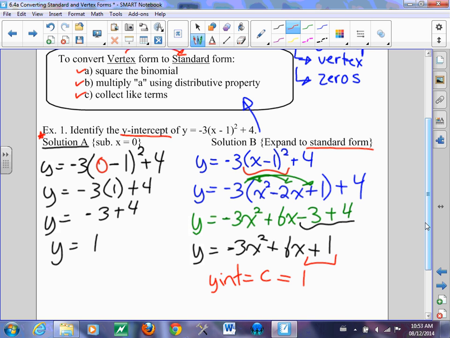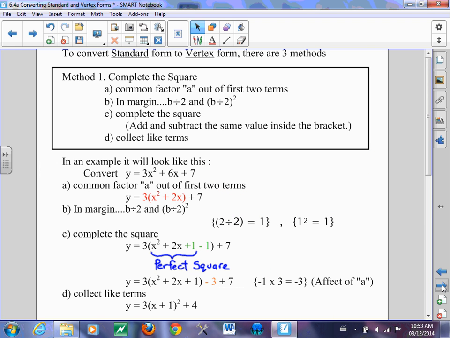Okay, this is a good way to check, folks. So if I ask you to perform one solution, you can choose the other one as a check. All right, now we're going to do the reverse. Now we're going to switch from standard form to vertex form. And we're just going to start this process today, because it depends on what method you want to use in order to do this. There are 3 methods. We're just going to deal with method 1 today.